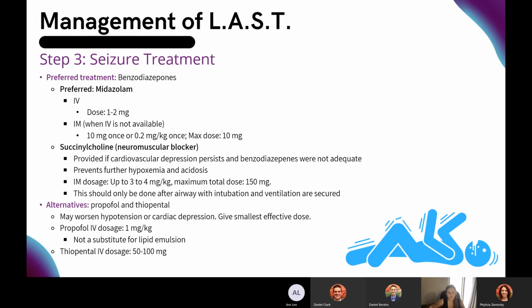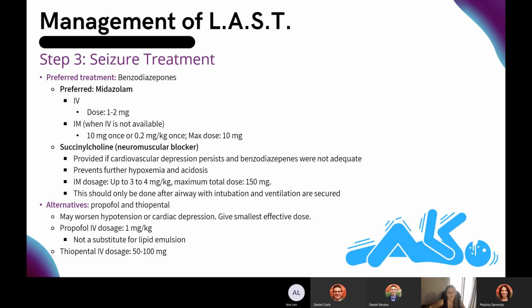There was no specific dosage that I found for succinylcholine for LAST. However, to prevent neuromuscular blockage, according to UpToDate, it was up to 3 to 4 milligrams per kilogram IM with a maximal total dose of 150 milligrams.